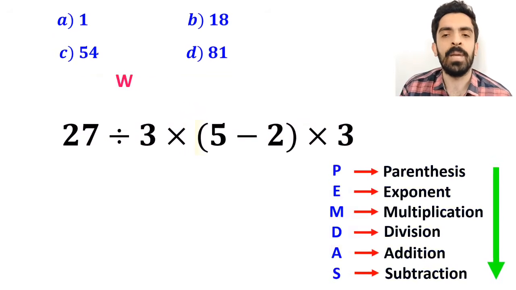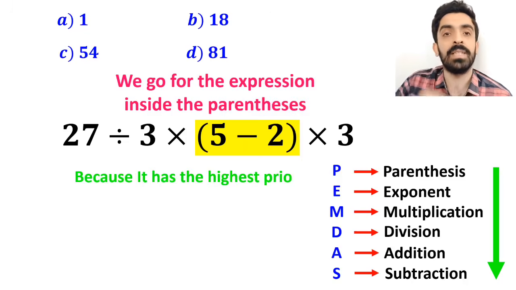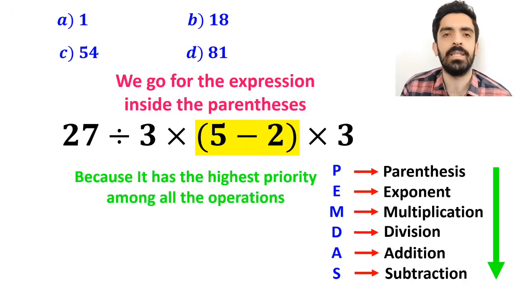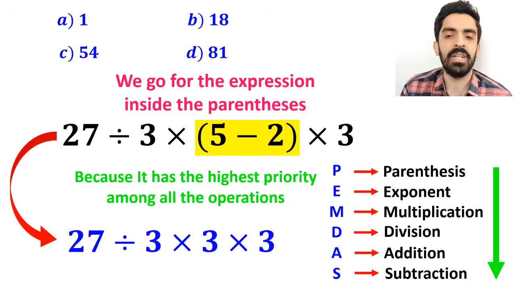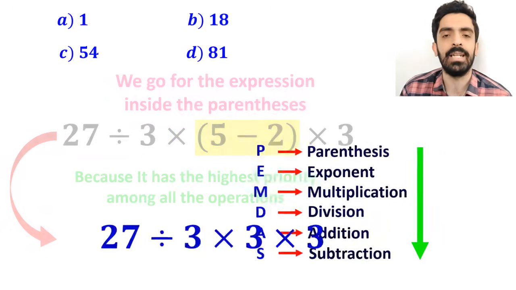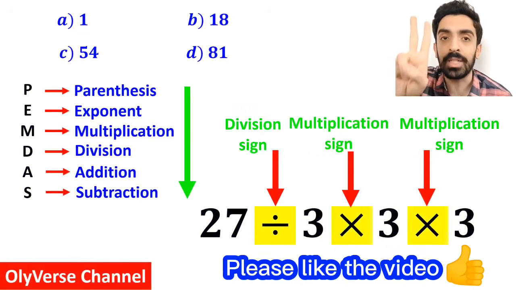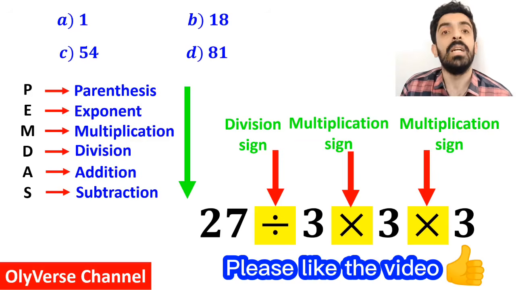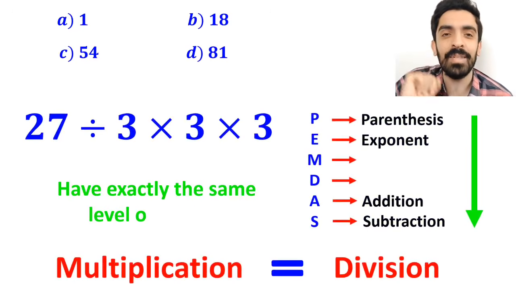Okay, and the first step, we go for the expression inside the parentheses because it has the highest priority among all the operations. So, instead of this expression, we can write 27 divided by 3 multiplied by 3 and again multiplied by 3. Okay, as you can see on the screen, in this expression, we have one division sign followed by two multiplication signs.